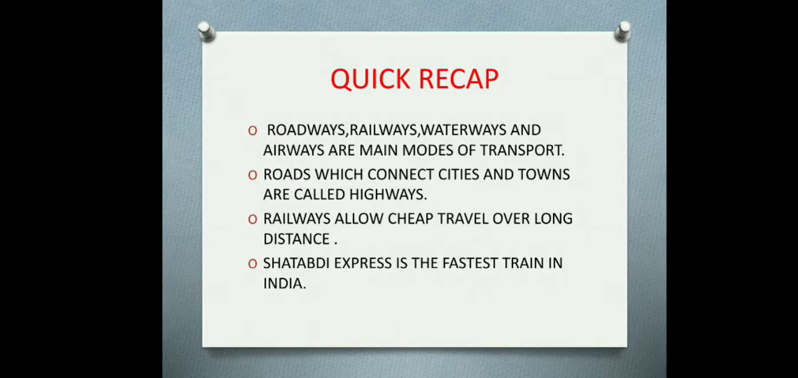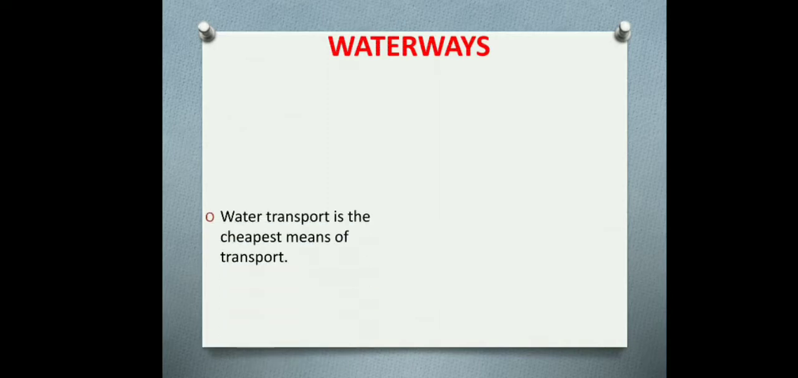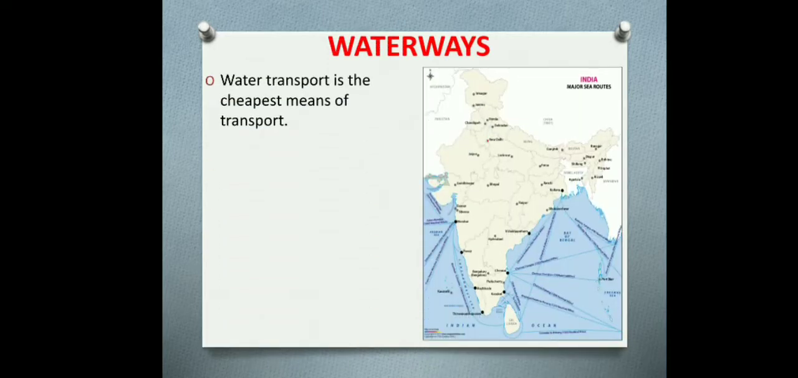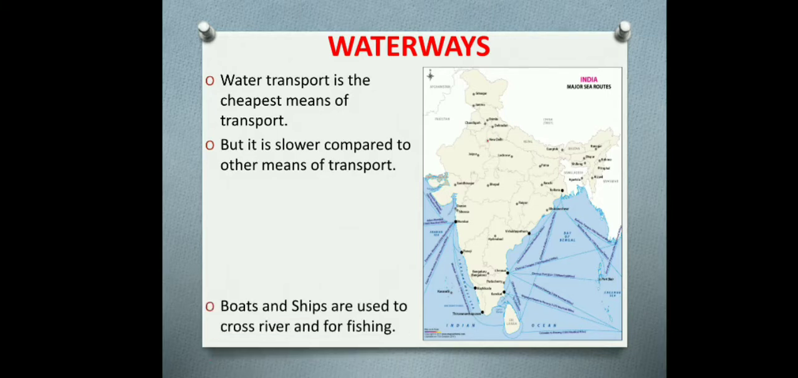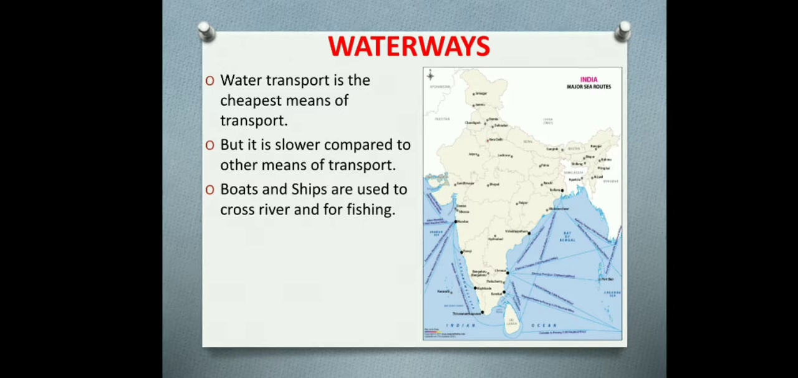Let us begin with waterways. Water transport is the cheapest means of transport. In India, water transport is very slow but very cheap, as it does not need the laying of any roads. Boats and ships are used to cross rivers and for fishing.